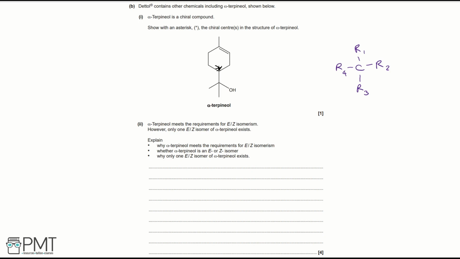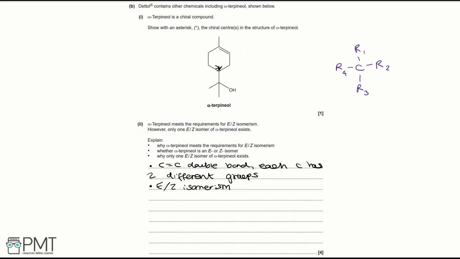Part 2. Alpha-terpineol meets the requirements for EZ isomerism. However, only one EZ isomer of alpha-terpineol exists. Explain why alpha-terpineol meets the requirements for EZ isomerism, whether alpha-terpineol is an E or Z isomer, and why only one E/Z isomer exists. Answering the first bullet point, there's a carbon-carbon double bond. And because there's a carbon-carbon double bond, we then need to go into more detail about why it can be EZ. That is because each carbon has 2 different groups attached and therefore meets the requirements of EZ isomerism. Then we next need to say that EZ isomerism is linked to highest priority groups.